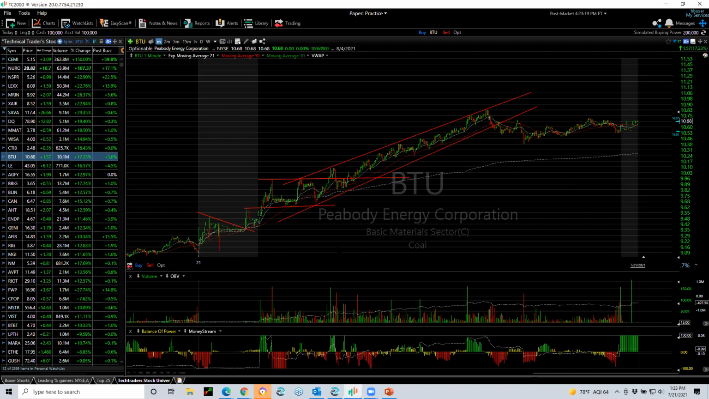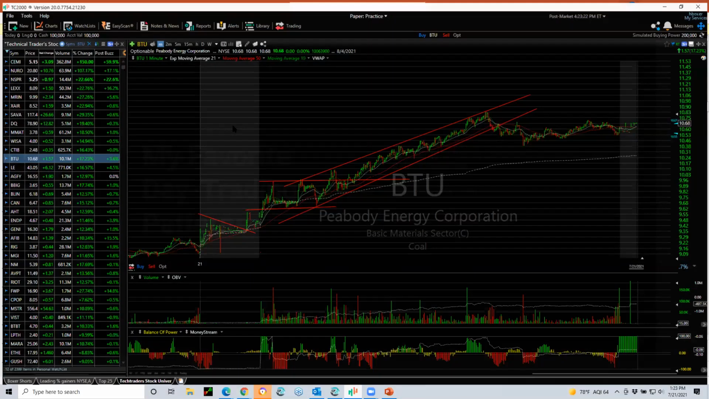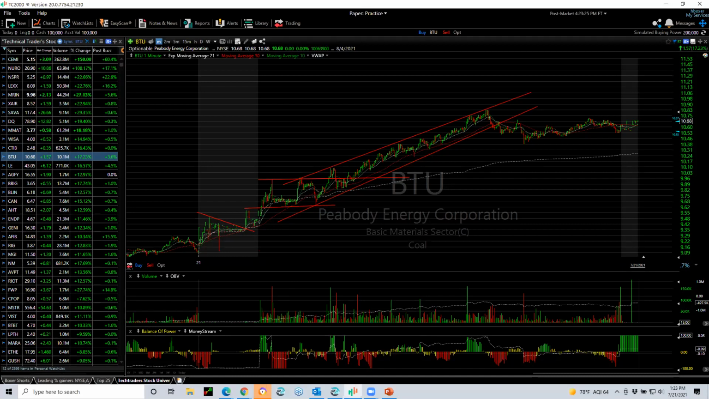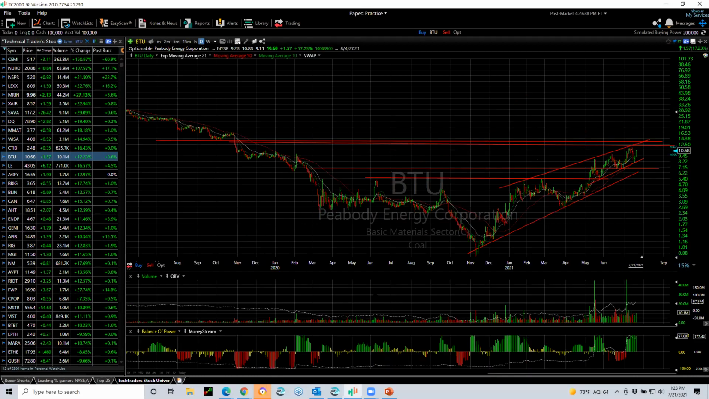Let's talk about balance of power, money stream, et cetera. These are two technical indicators by the Warden brothers down here. Balance of power and money stream are similar to stochastics, ADX, things of that nature. They're oscillators in a way. They show confirmation of the trend. Much more viable on day trades.